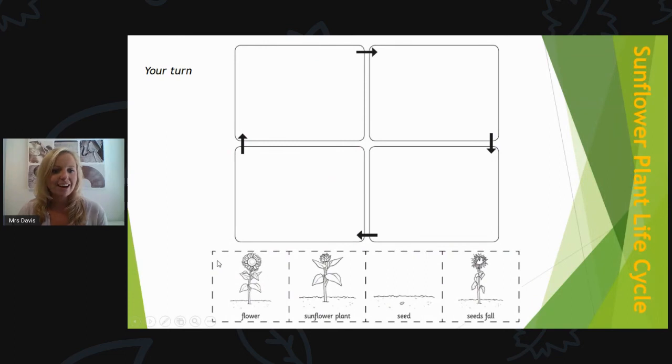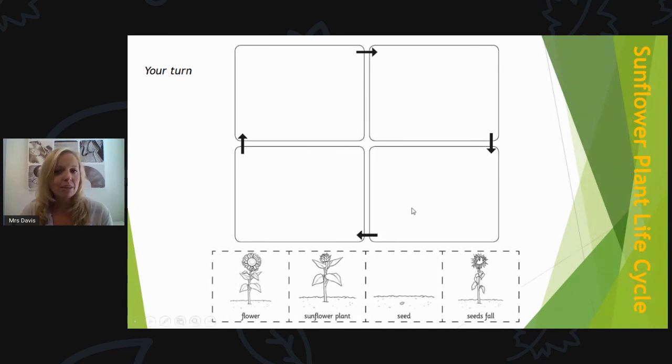Right, it's your turn, guys. I want you to have a go at doing the sunflower plant life cycle. So down the bottom here, you can see you've got the flower, the sunflower plant, the seed, and the seeds fall. I want you to have a really good look for me and see if you can draw out the life cycle of a sunflower plant. Okay, so these 4 stages here: flower, sunflower plant, seed, seeds fall.